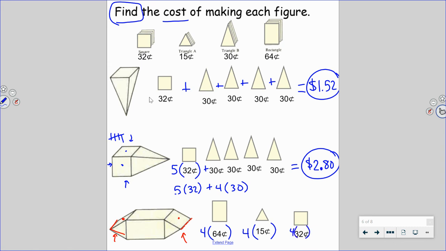32-cent squares, we're going to need 4 of them. 15-cent triangles, we're going to need 4 of them. 64-cent rectangles, we're going to need 4 of them. If we were to add all these shapes up, we would find this particular quantity, $4.44. Now you can pause the video, you can rewind if you need to, fast forward on.